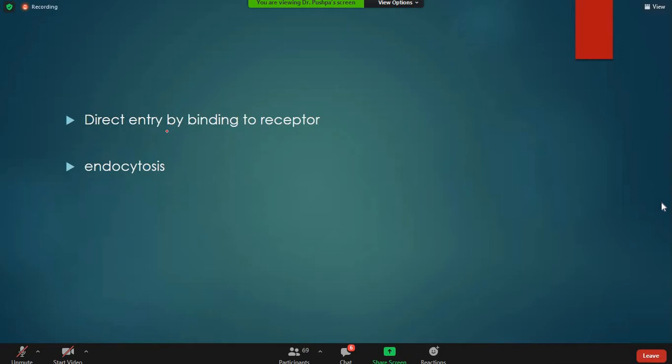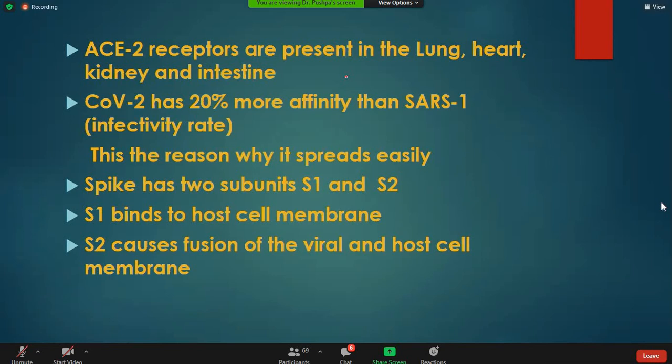Okay, ACE2 receptors are present. Where are these receptors present? They are present in lung, heart, kidney, and intestine. COVID-19 has 20% more affinity than SARS-1, and maybe this is the reason why this infection is spreading so quickly. Okay, and spike has two subunits. I have already told you, S1 and S2.